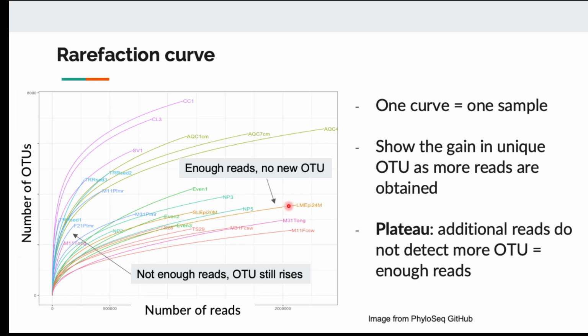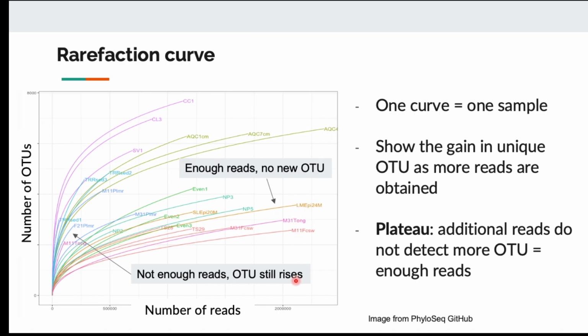What you can do with your data is, instead of considering all the 20 million reads, you can consider just 18 million reads, 15 million reads, 10 million, 5 million, 3 million, 1 million reads, 100,000 reads, 50,000 reads. And as you consider less and less of your data, you're going to see less and less of the diversity, less and less of the OTU.